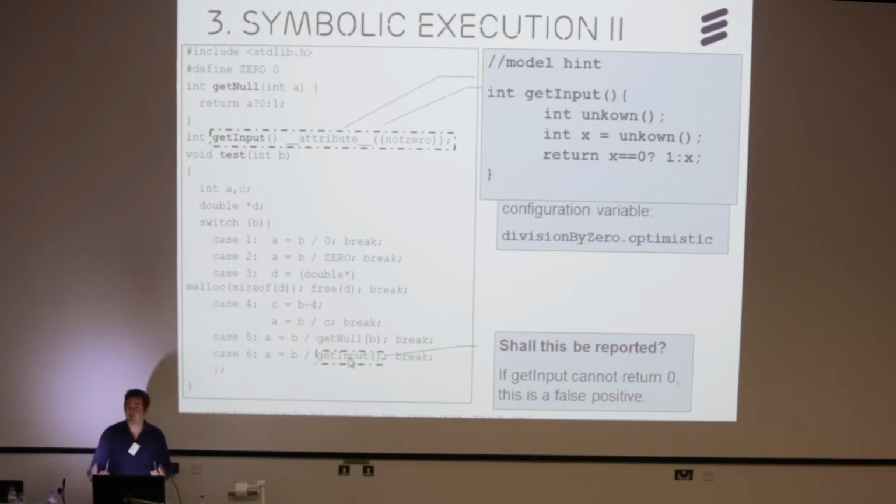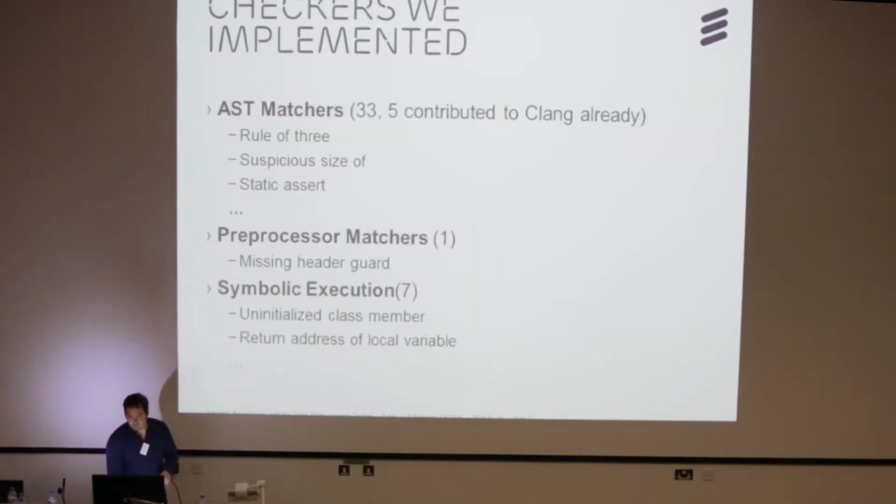So why do we call this a model? Because it models a certain property of a complex or external function. And the only property we are interested in now, in this case, is whether it can return 0 or not. Okay, sorry, one question there.